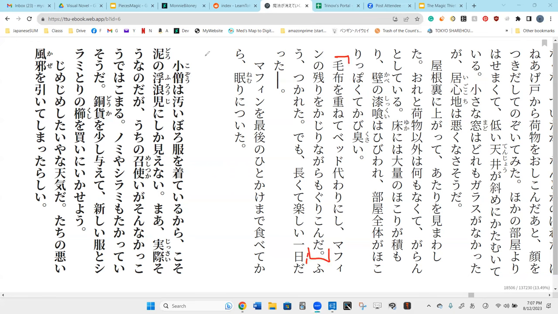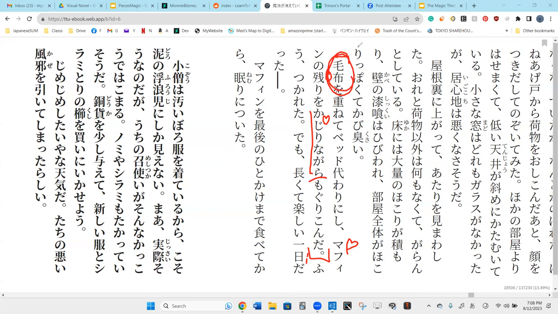Mofu o kasanete bed no kawari ni shi, nokori o kajiri nagara mogurikonda. I stack up the blankets in place of a bed. While I was munching on the leftover muffin, I crawled in. Mogurikonda.